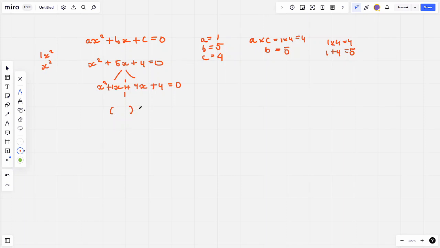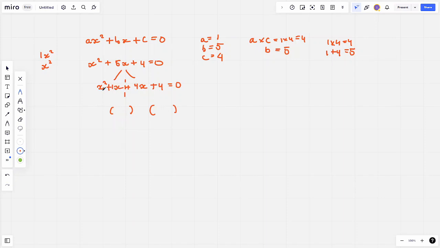So we must have it in this form. So always get your 2 brackets and write it like this. Whatever is in this first bracket must always be equal to the second bracket. So we just copy and paste it into this bracket.